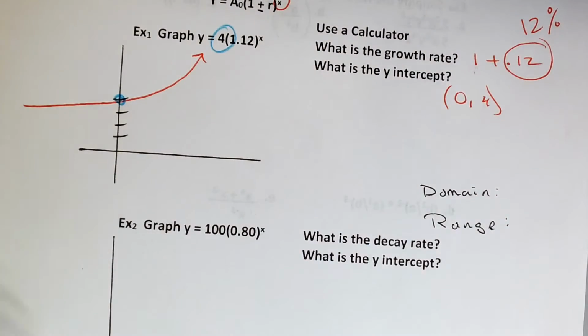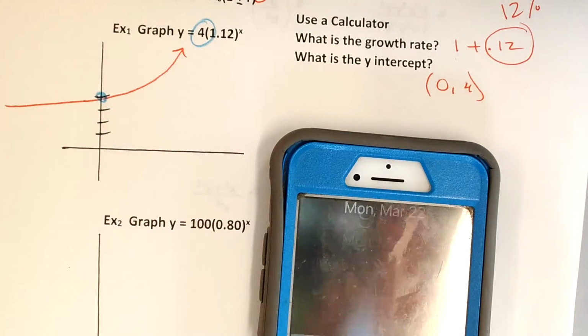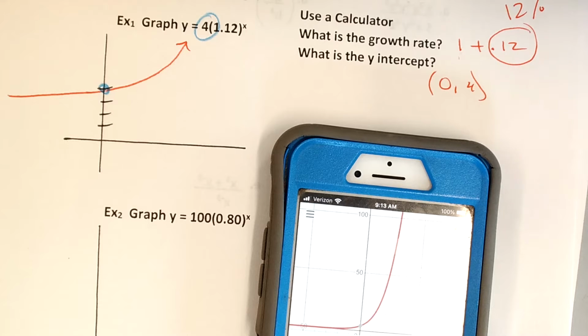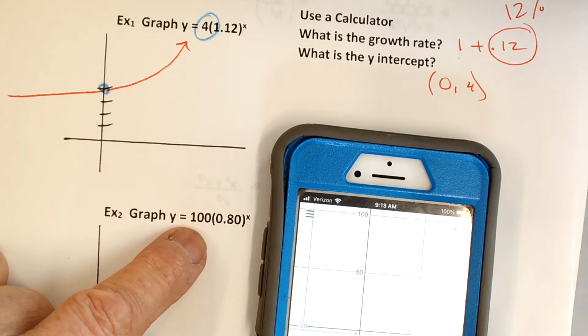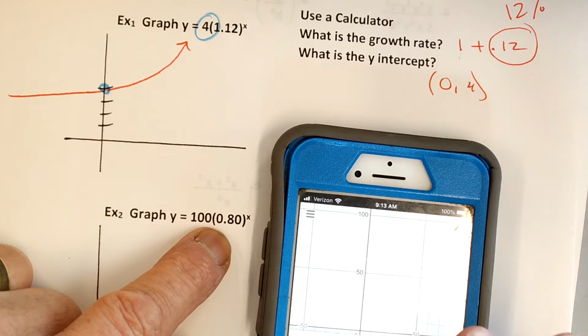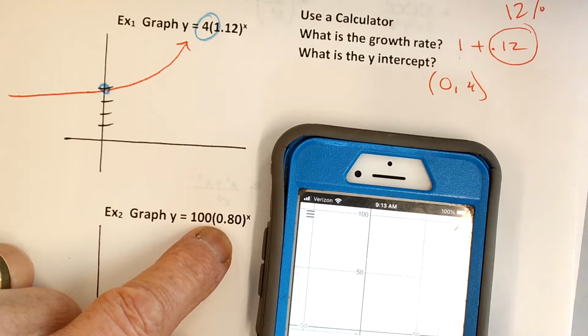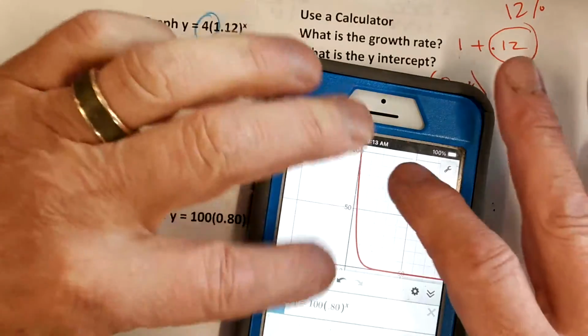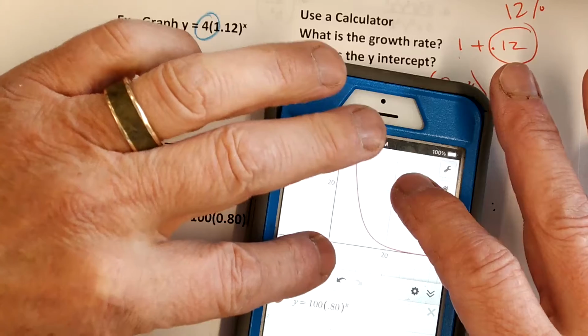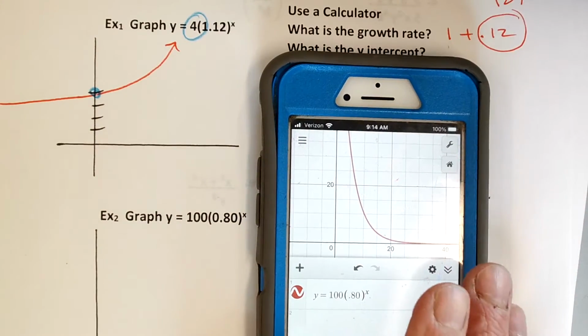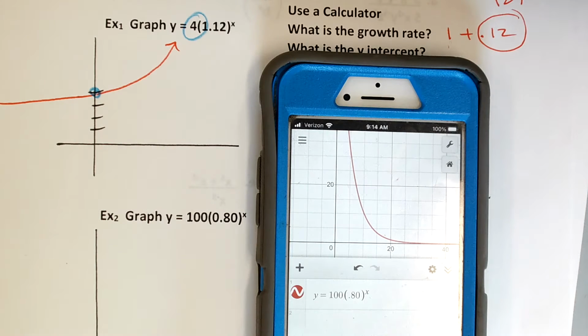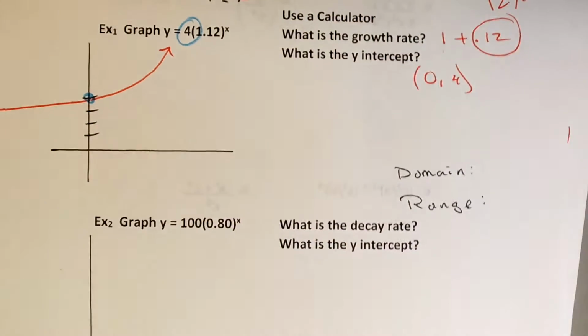Now, number 2, if I take a look at 2, this one's going to be decay, all right? So if I graph this one in Desmos, y equals 100 times 0.80 to the power of x, right? This one's decay. This is what we're going to hope is going to happen to COVID, right? We want this to happen to COVID. It's just going to disappear, okay? So that's decay.